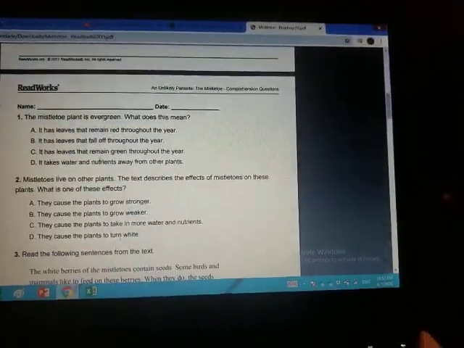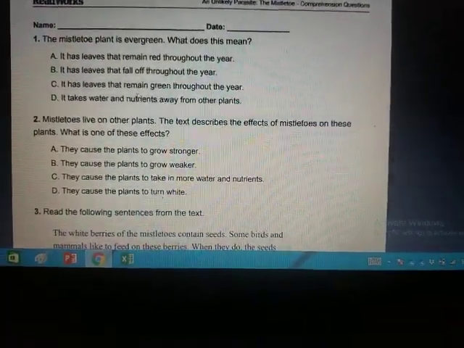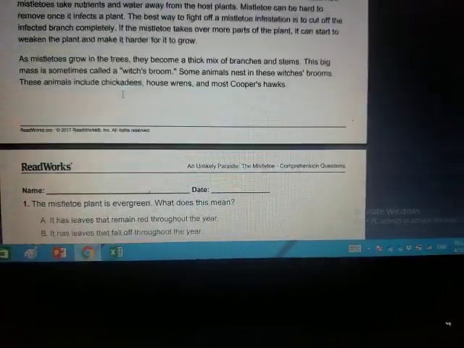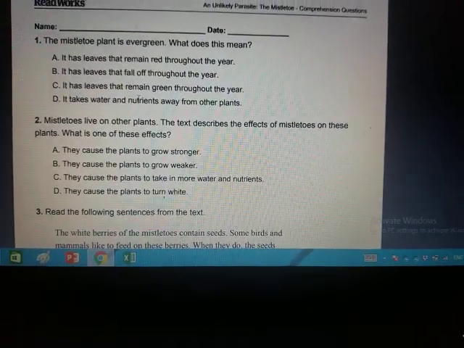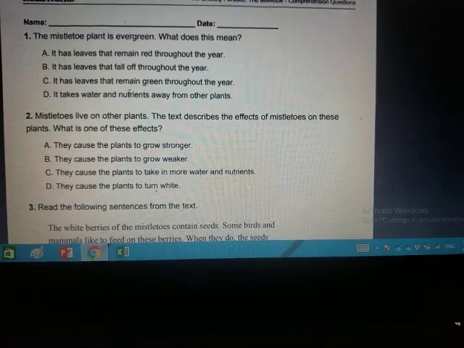All right, so that's a very short reading. If you don't feel like reading it, you can just listen to me read and then answer the questions by going back up to the story. So number 1, the mistletoe plant is an evergreen. What does it mean? So what does an evergreen mean? And if you don't know, it goes up to the top.